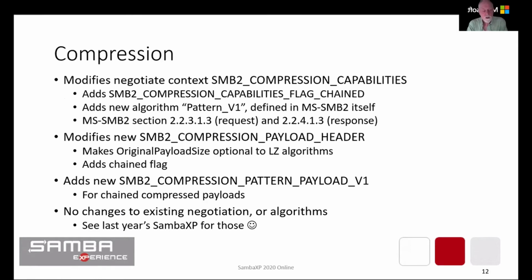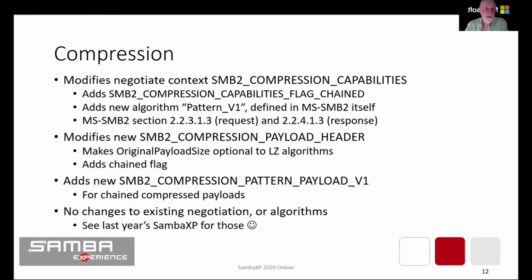Compression. We have modified the negotiate context SMB2 compression capabilities. There are new flags in the negotiate context. We've added a new bit called compression capabilities flag chain. We've added a new algorithm, pattern V1.